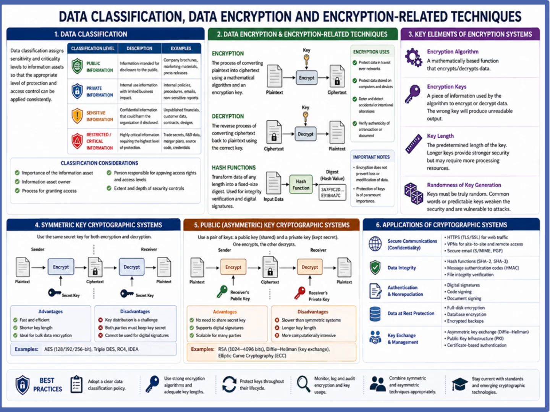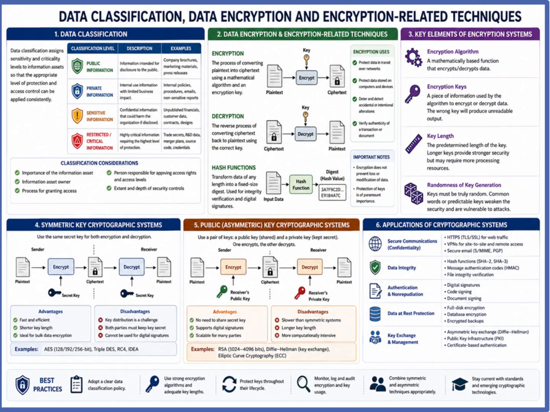Encryption is commonly used to protect data in transit across networks and data at rest on systems, databases, laptops, and storage devices. The slide also introduces hashing functions. Unlike encryption, hashing is not designed to be reversed. A hash function generates a fixed length value called a digest or hash value. Hashing is commonly used for integrity verification, password storage, and digital signatures because even a small change in the original data produces a completely different hash value.